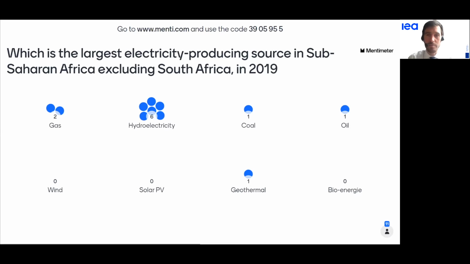Again, very country dependent. South Africa is very much relying on coal. So if we had included them in the scope, coal would be much higher. If we look at North Africa, gas is really a very important source of electricity there, as well as oil. So that will also change the dynamic. But for the considered scope, hydroelectricity is number one.